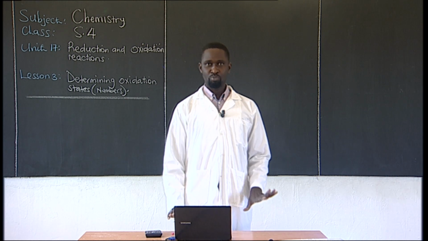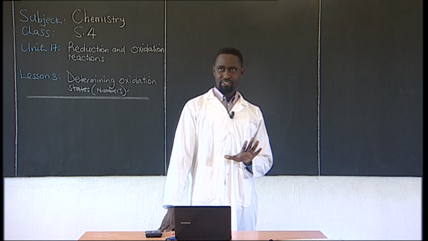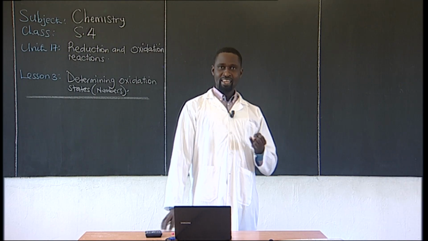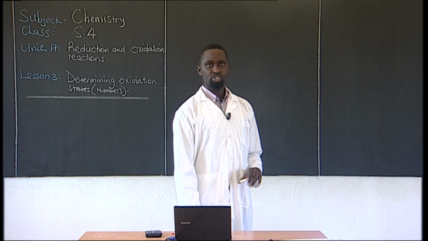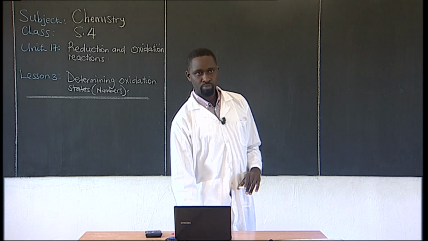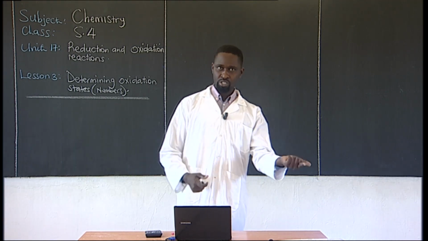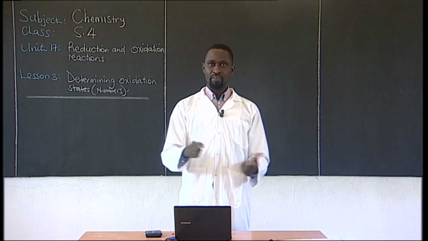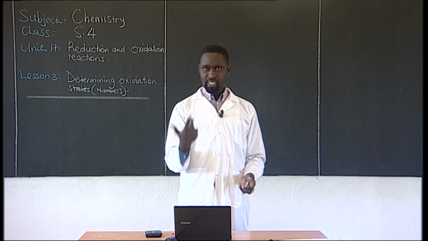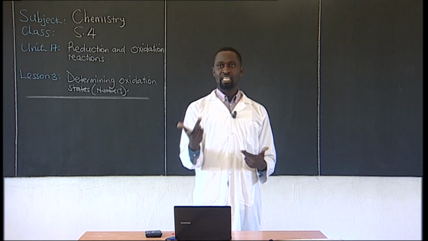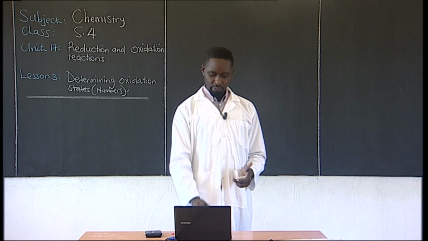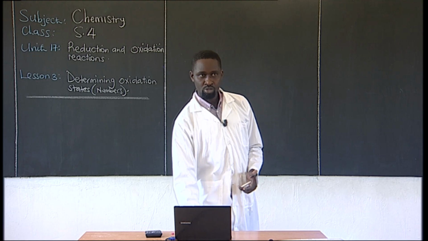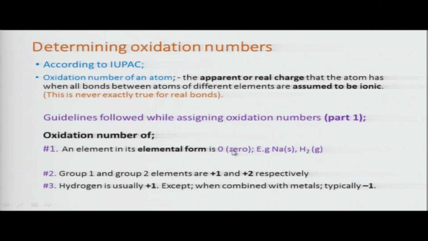The first prominent rule, which you should never forget, is this. 1, any element in its elementary form, its oxidation number is 0. Because it has not lost or gained electrons. So it still has an equal number of protons and electrons, so it does not have any charge. So if it is in elementary form, its oxidation number is 0. What do we mean by elementary form? Some elements exist as solids, some as gases. That's what we mean, in its elementary state.